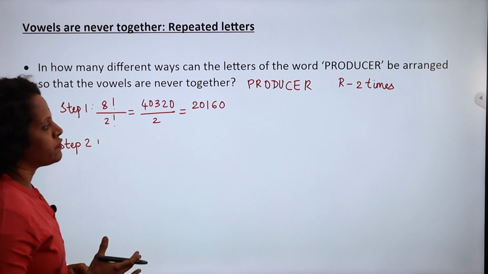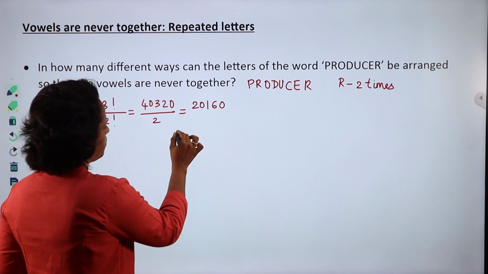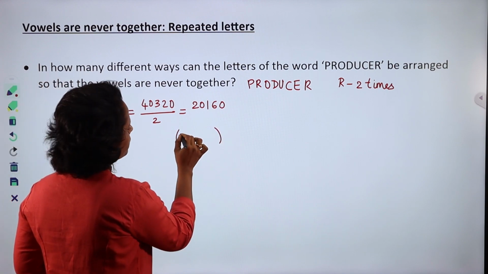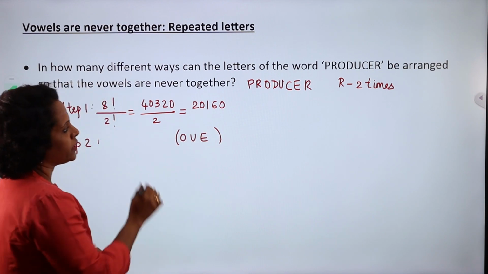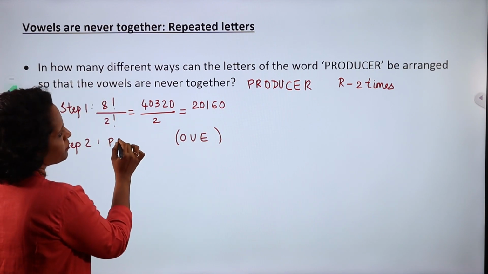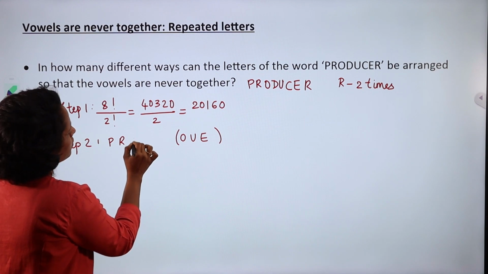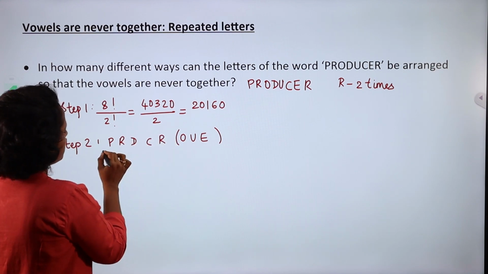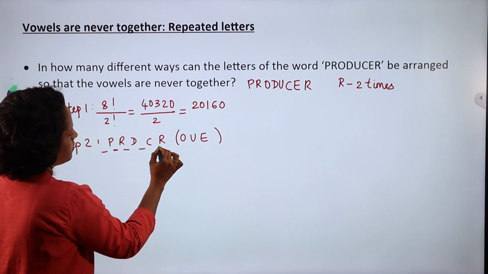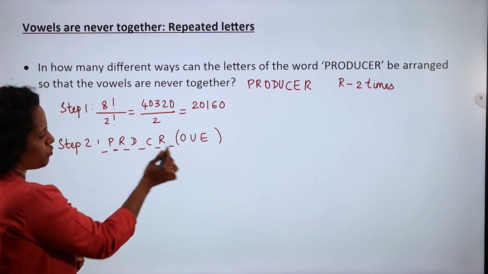The number of words in which the vowels are together. Place the vowels in the bracket: O, U, E. What are the remaining letters? P, R, D, C, R. So how many blanks can be there? 1, 2, 3, 4, 5, 6.